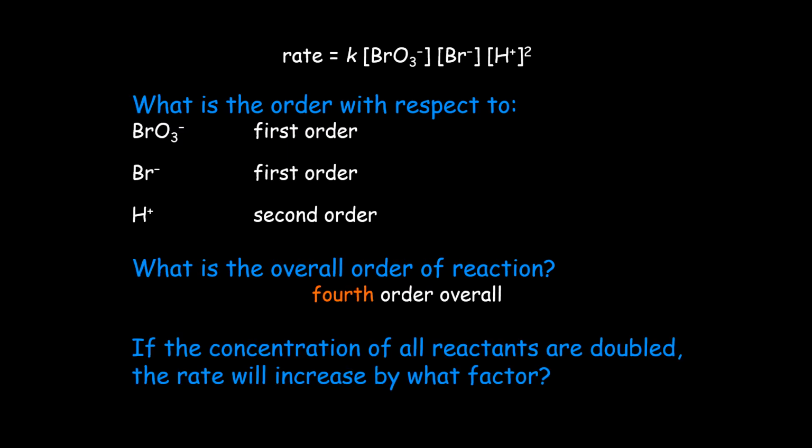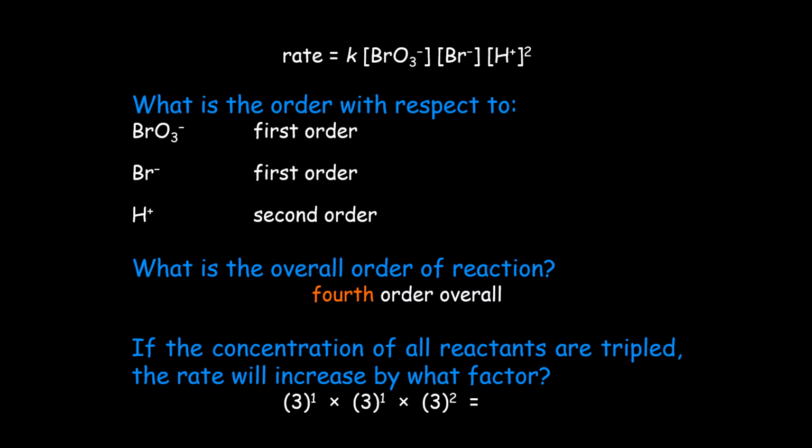Now if the concentration of all reactants are doubled, the rate will increase by what factor? So it's going to be the bromate(V) is 2 to the power of 1, the bromide is 2 to the power of 1, and the hydrogen ions are 2 to the power of 2, makes a total of 16 times the rate. Now if the concentration of all reactants are tripled, it's going to be 3 to the power of 1 times 3 to the power of 1 times 3 to the power of 2, which is going to be 81 times the rate.